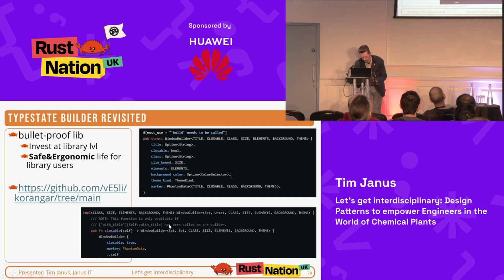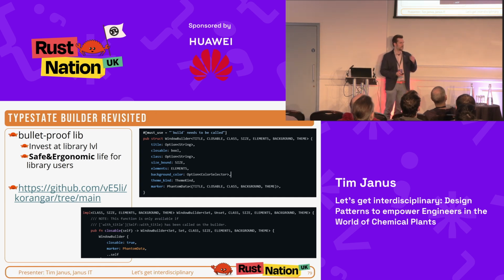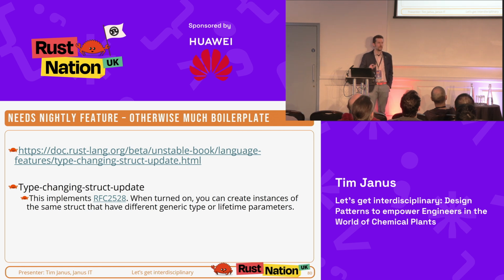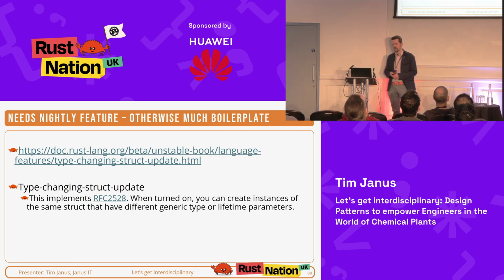Here's an unset, and here's a set. So it remembers which variables are already set, so you can only set them once, for example, in this code. However, it would be a lot of boilerplate if you store all the variables in the builder. However, there is a nightly feature used in this repository for it. That will be someday stable, I guess.